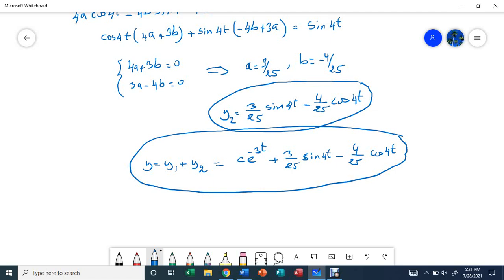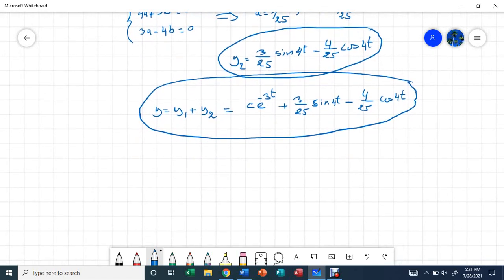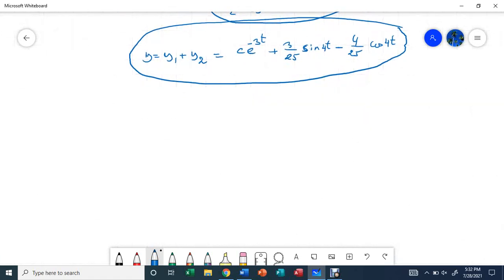So now let's find out what to do if your guess solves the homogeneous equation. For example, we try to solve the differential equation dy over dt equals negative 2y plus 3 times e to negative 2t. So dy over dt equals negative 2y plus 3e to negative 2t.